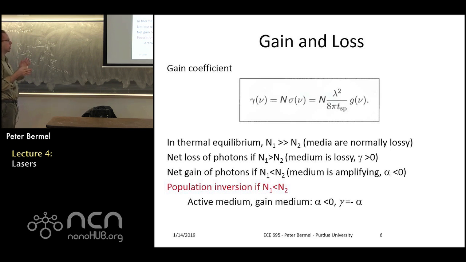So that means that basically we'll have a net loss of photons. So it's only by pumping it and pushing it out of thermal equilibrium that we can really get to population inversion, and thus a gain medium.